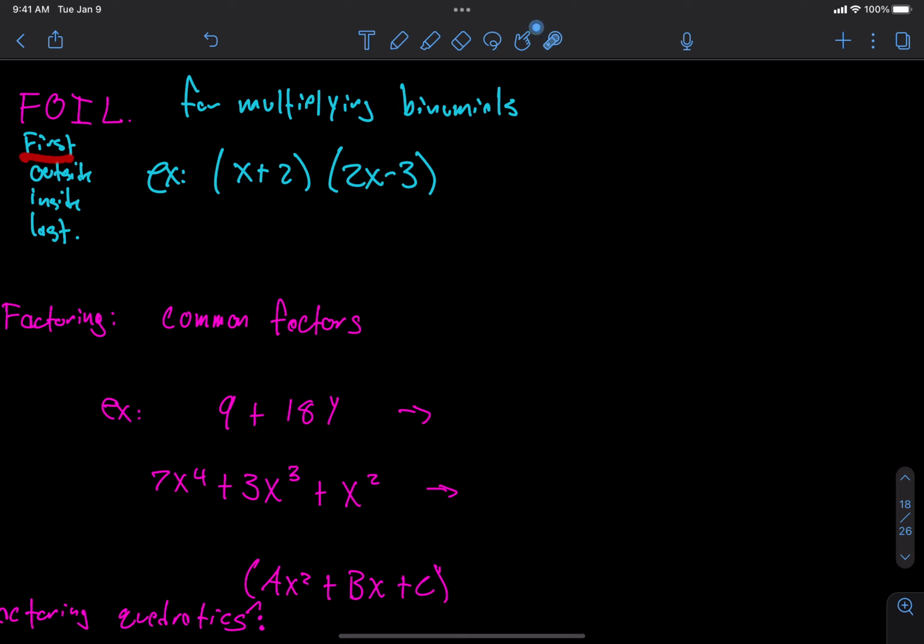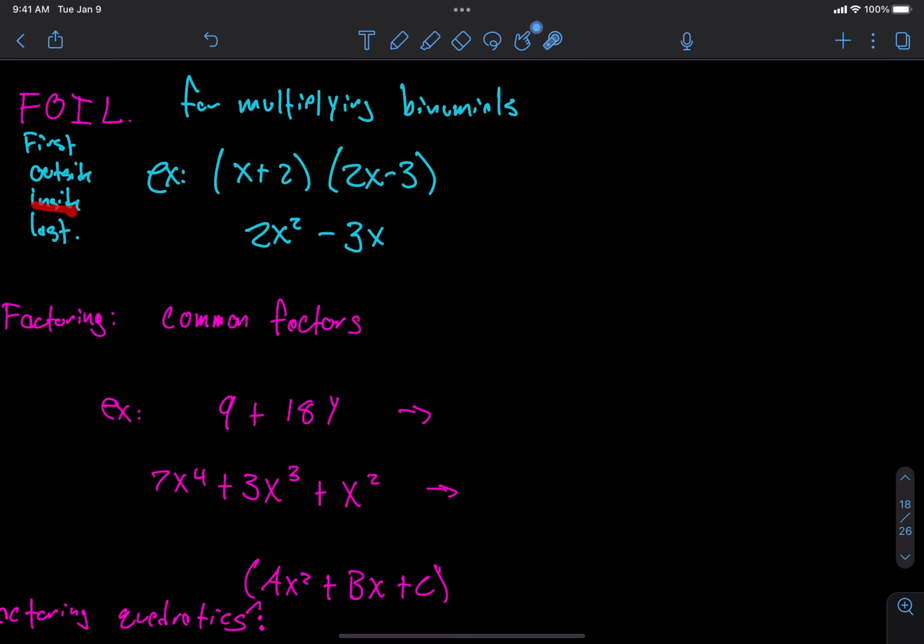The first entry of each is going to be x times 2x, which gives us 2x squared. Then I get a plus sign. Actually, I'm going to get a minus sign, right? Because of this negative 3. So to do the outside, I need to multiply x times negative 3. Okay, so don't forget to keep that sign in mind when we're multiplying these. So I'm going to get minus 3x.